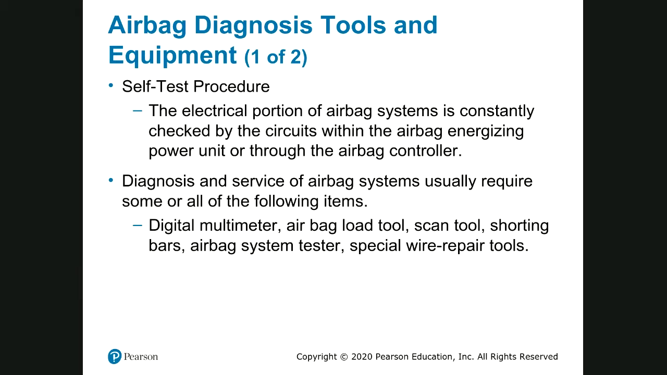A shorting bar to keep everything shorted out, and shorting connectors. An airbag system tester. Some manufacturers have airbag system testers that you want to test with. Specific vehicle harnesses. Wire repair tools, such as crimp and seal weatherproof connections. I'm going to have a video of some crimp and seal connections added to this Moodle module here.